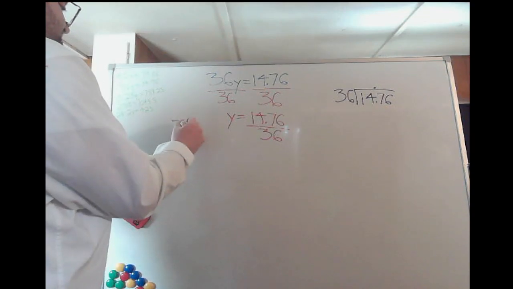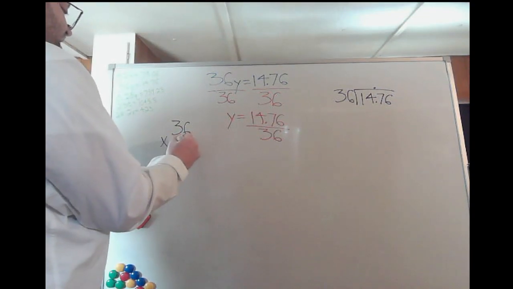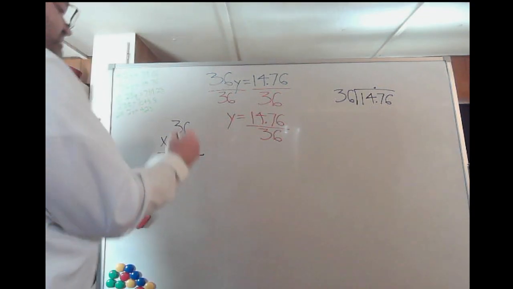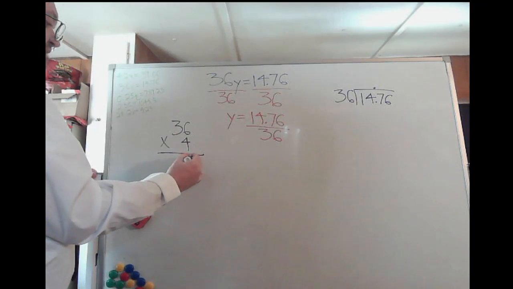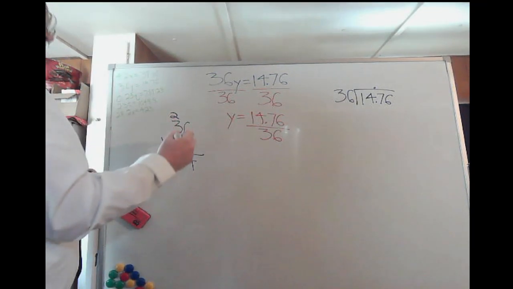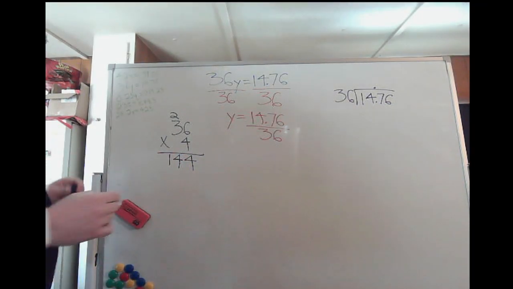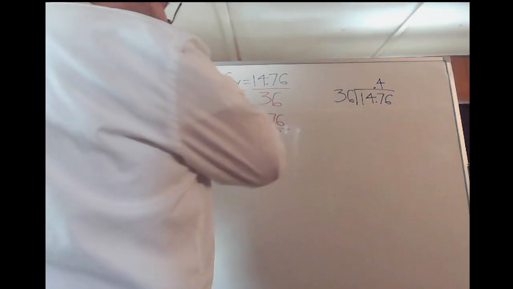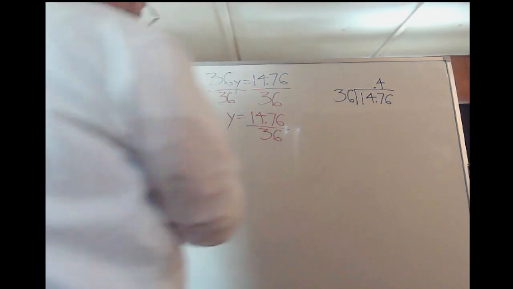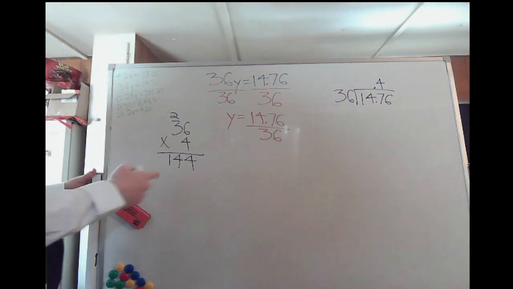Let's do 36 times 4 on the side. I think it goes in 4 times. So 6 times 4 is 24. Keep the 4, carry the 2. 4 times 3 is 12, plus 2 is 14. Wow, we were real close there. It does go in 4 times. So it goes in 147 4 times. 4 times 36 we just worked out on the side. That's going to be 144.